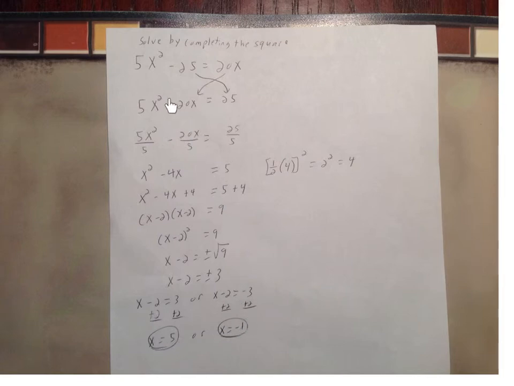You could check those back in the original equation. If you put 5 here and here, it should work out to be a true statement. Also, if you put a negative 1 in, that should work out also.